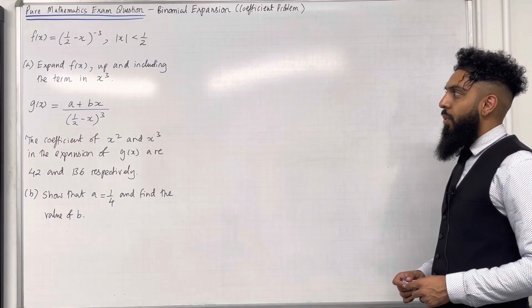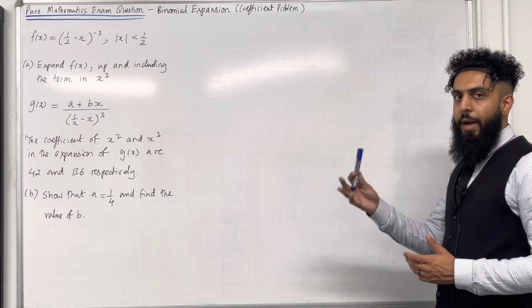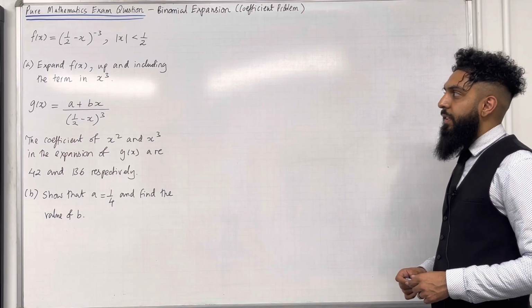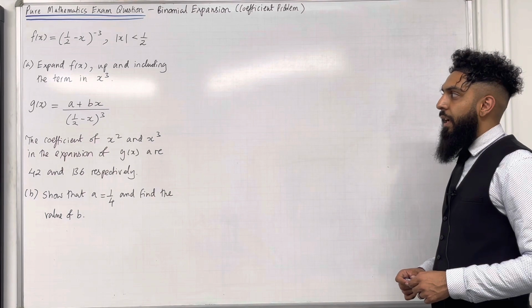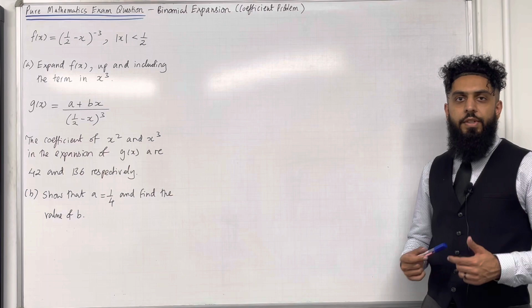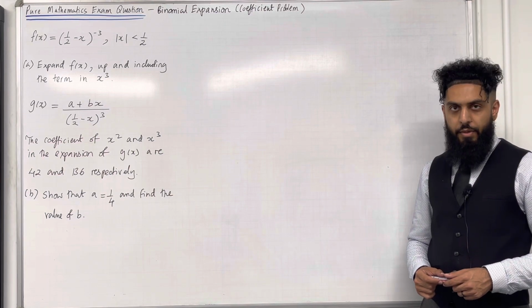f(x) is equal to (1/2 - x) to the power minus 3, where the modulus of x is less than 1/2. Part A: expand f(x) up to and including the term in x cubed. Please pause the video, have a go at part A, and once you've got your complete solution, then play the video.